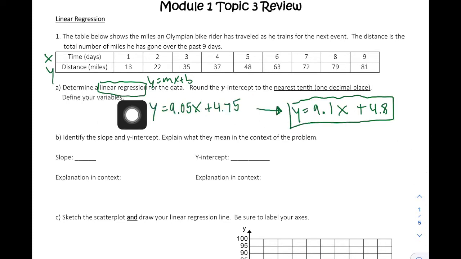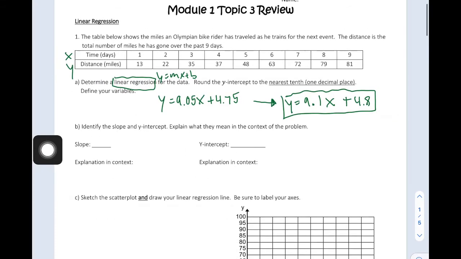And then it did say to define our variables. To me, we define them up here, right? So we know x is time, we know y is distance. Make sure that you do define what it is that you're defining as x and y somewhere in the problem.